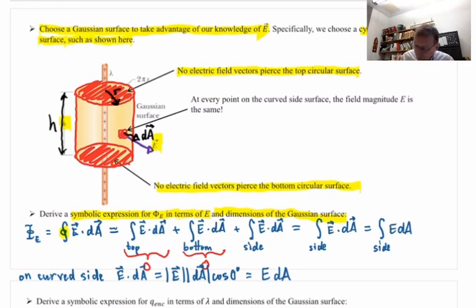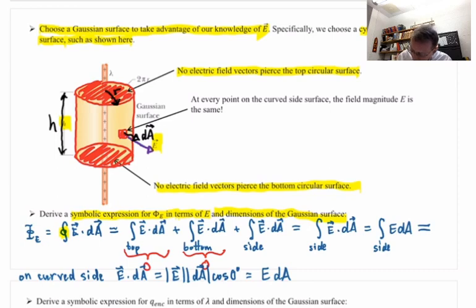Oh, but here comes another important step. And we have to be able to do this step or forget about using Gauss's law. It's not going to be helpful. At every point on the curved side, we said, the magnitude of the electric field is the same. So at every point on that curved side, the E is constant. What do we get to do in an integral with the part of the integrand that's constant? We get to bring it out front.